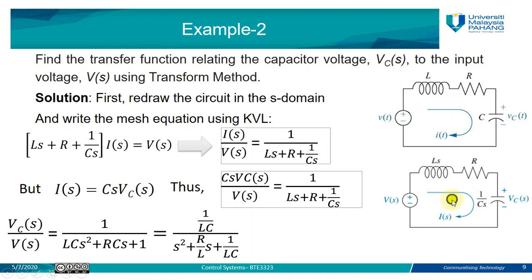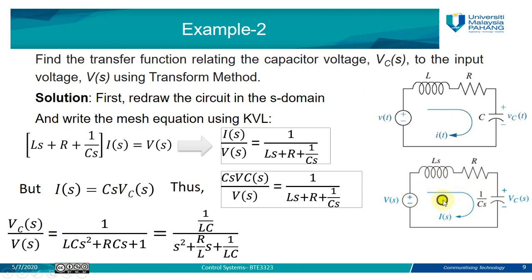If you prefer to use nodal analysis, you also need to find how many nodes you have, and based on the number of nodes, you will have that number of equations. If you have one node, one equation; two nodes, two equations; three nodes, three equations, and so on. Okay, so here we have one loop, or one mesh.